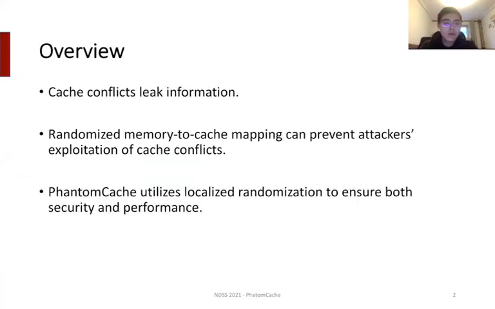The whole story begins with a sad fact: cache conflicts will leak information. There are various cache-based attacks, such as side channels and covert channels, and researchers have proposed a mitigation mechanism called randomized memory-to-cache mapping, which can prevent attackers' exploitation of cache conflicts. In our work, PhantomCache, we proposed a new technique called localized randomization to ensure both security and performance.